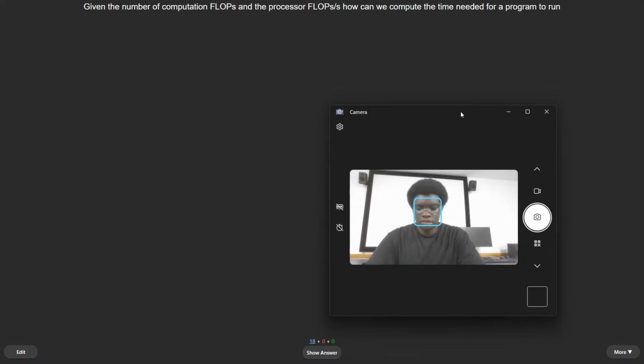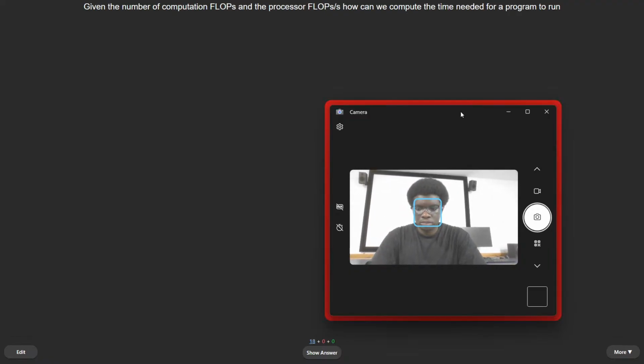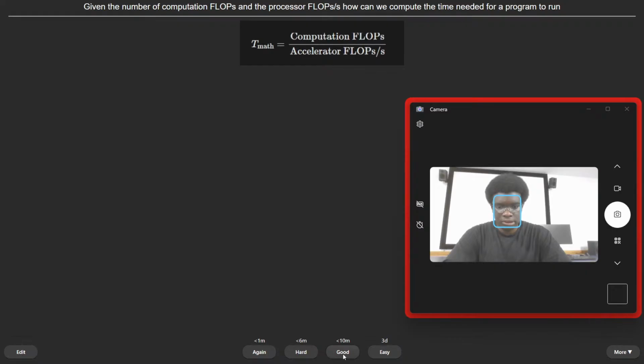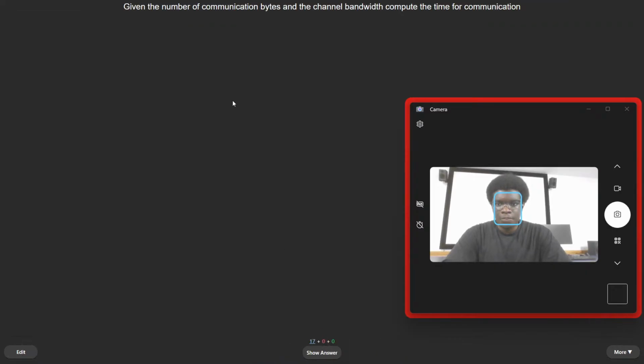Right. So given the number of computation flops and the processor flops, how can we compute the time needed for a program to run? It would be just the computation flops divided by the processor flops per second. Yep. So easy. Given the number of communication bytes and the channel bandwidth, compute the time for communication. So T_comms would be communication bytes divided by channel bandwidth.